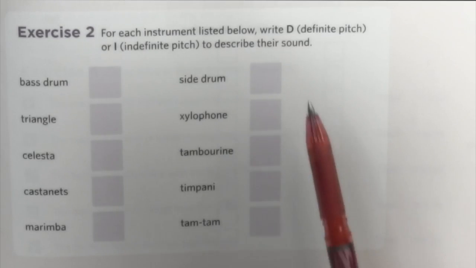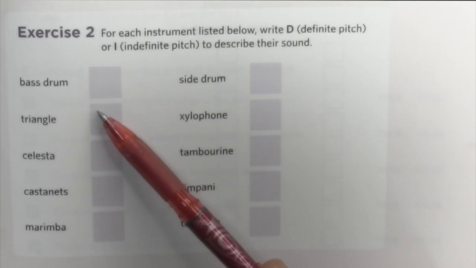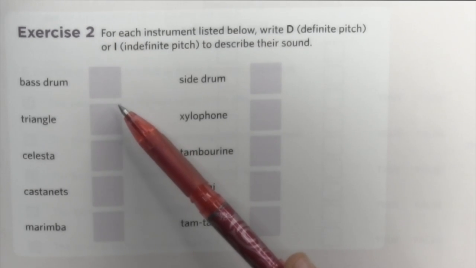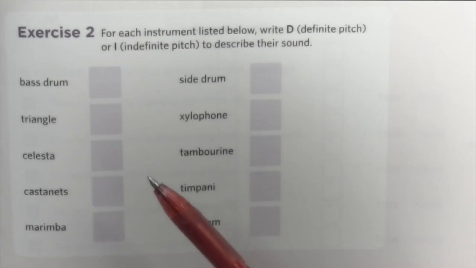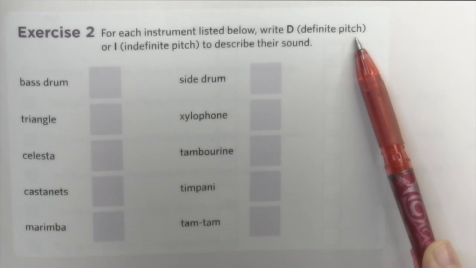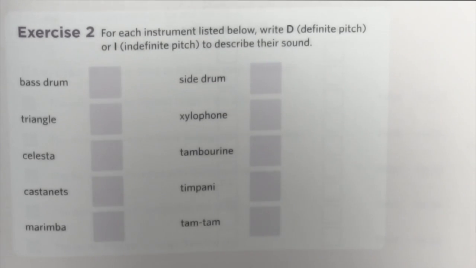Okay, in this exercise we are asked to insert a D or an I to show whether the percussion instruments are able to produce definite pitches or indefinite pitches. A definite pitch is a pitch that is a note, so there is an equivalent note on the piano or another instrument of the same compass. An indefinite pitch is when there is no note for it, so it is not possible to reproduce the sound within the stave.